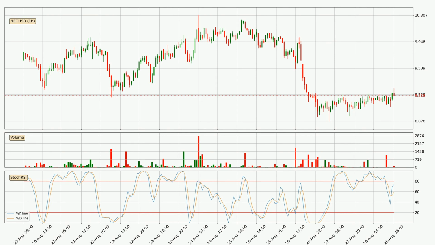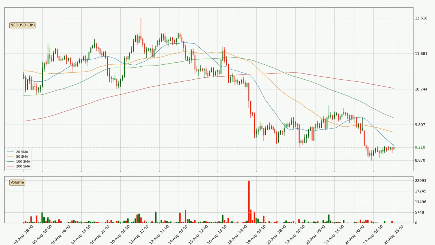Moving to the 3-hourly simple moving averages, the price has crossed the 20 SMA downwards, but the volume wasn't very high, which means it is not a very strong signal. For this time interval, the current price is below all of the simple moving averages, which looks bearish, and you should keep an eye on the closest SMA.